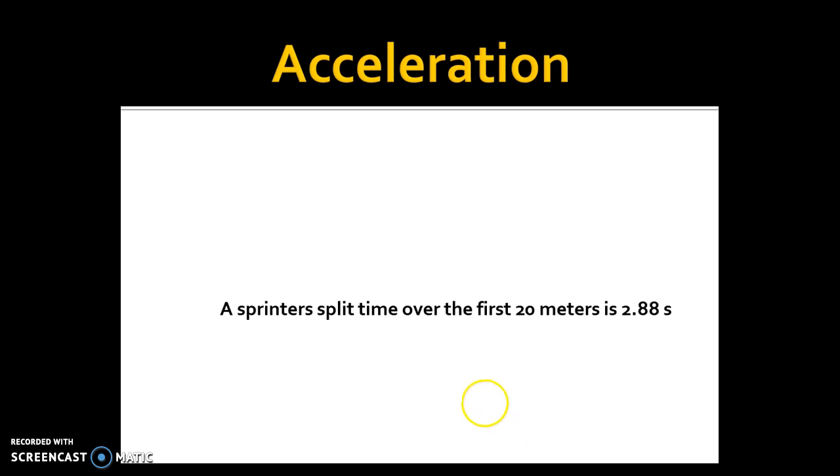splinter's split time over the first 20 meters is 2.88 seconds. So that's your first bit. Okay, the velocity at 20 meters was 6.94. So what you have to do now is try and work out, can you remember what the kind of calculation is.